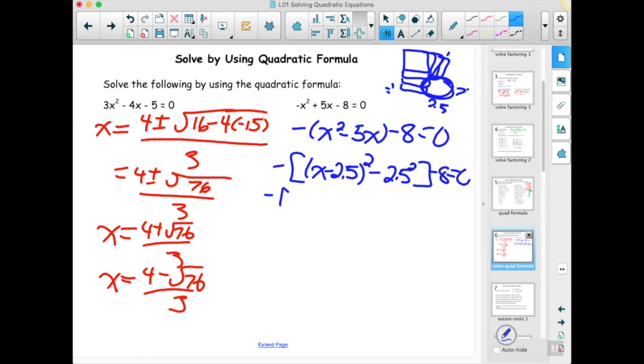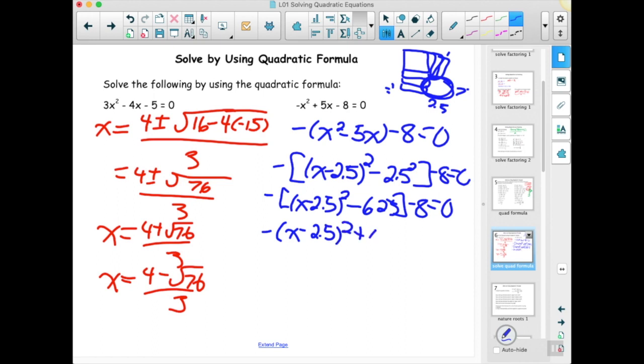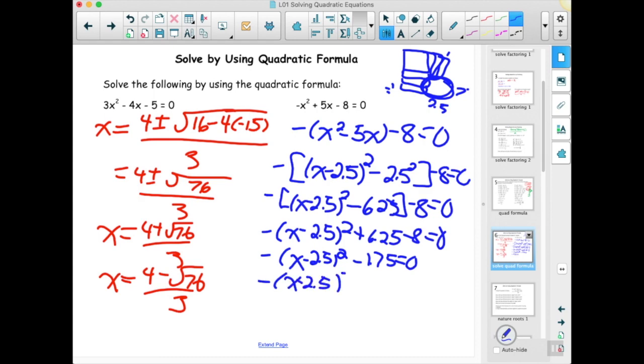This is going to give me negative (x minus 2.5) all squared minus 6.25 minus 8 is 0. Distributing the negative, negative (x minus 2.5) all squared becomes plus 6.25 minus 8 is 0. And this is going to give us negative (x minus 2.5) all squared minus 1.75 is 0. And now continuing to isolate, negative (x minus 2.5) all squared is equal to 1.75.